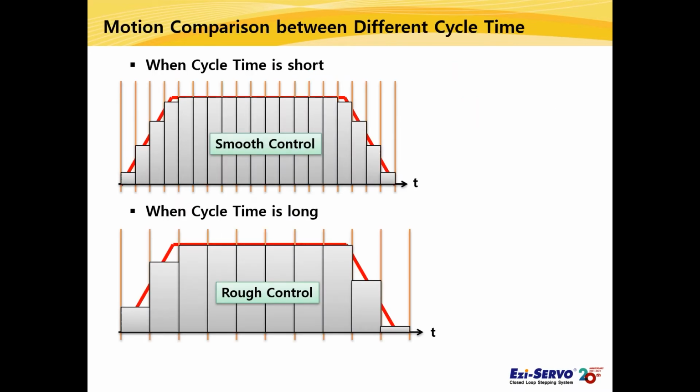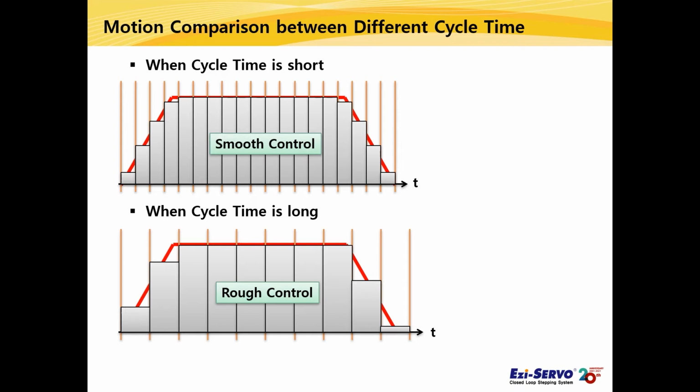Then, why is the minimum cycle time important? For example, in synchronous control, if the cycle time is short, smooth and high precision control is possible, but if the cycle time is long, smooth operation is not possible.